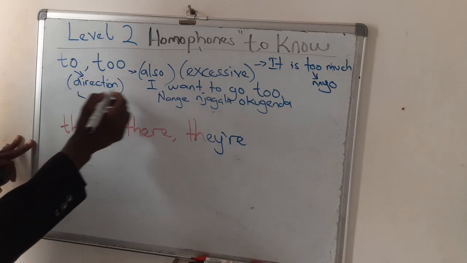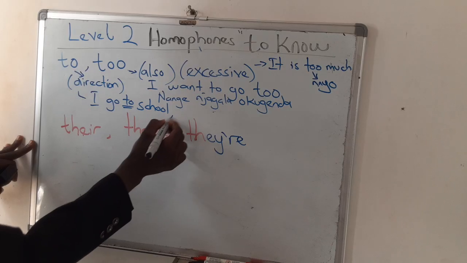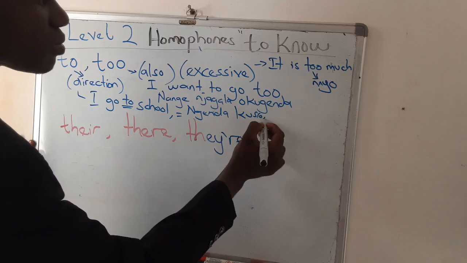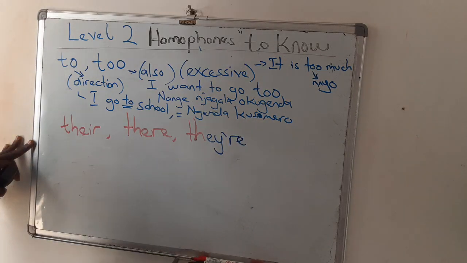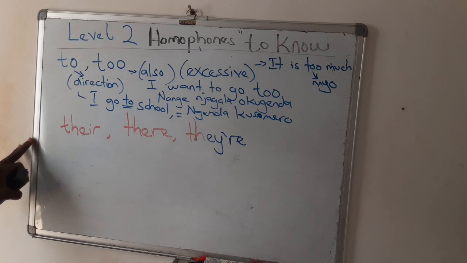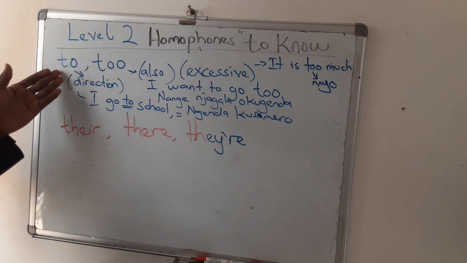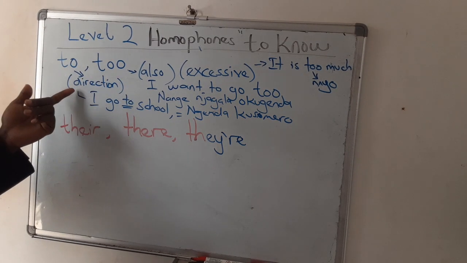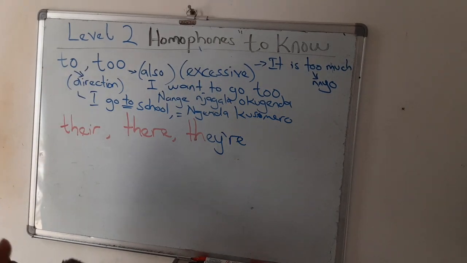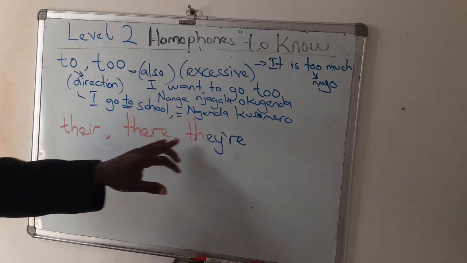For example, I go to school. Ngenda ku ssomero. Are we together? That is me. Okay, that is that. Let's proceed. So we've seen these two and too. This one indicates direction, whereas this one indicates excessive or also. Ndowooza tukategedde ako.